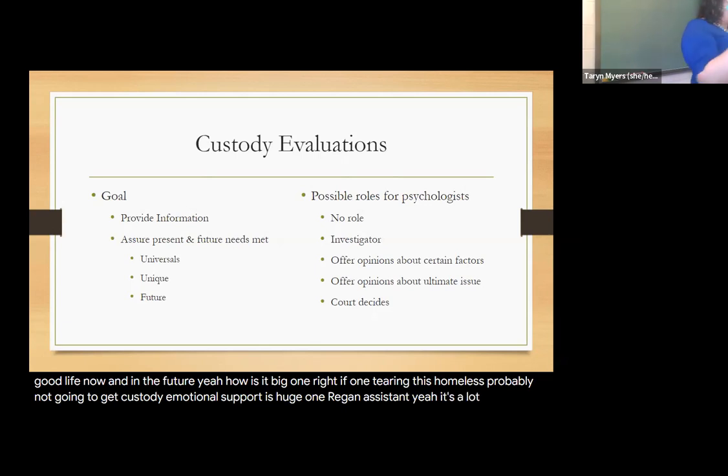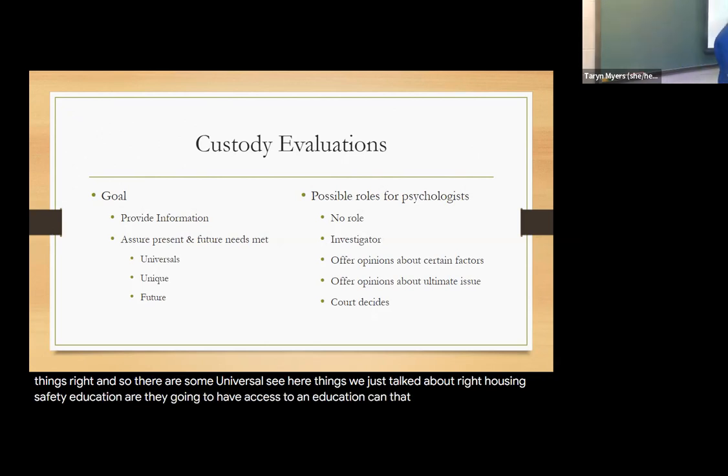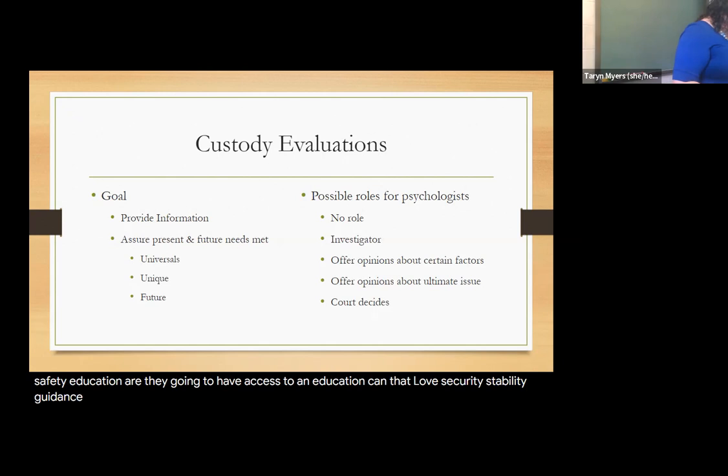Yeah. So lots of different things, right? And so there are some universals here, things we just talked about, right? Housing, safety, education. Are they gonna have access to an education? Can that parent make sure they get to school? Love, security, stability, guidance. Then there are some unique ones to whatever situation that particular family is going through.